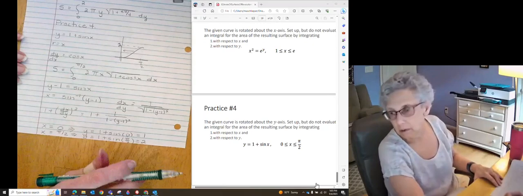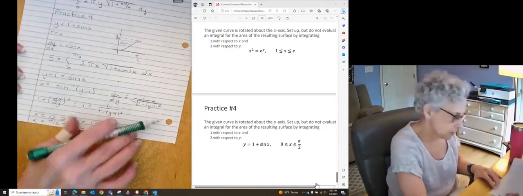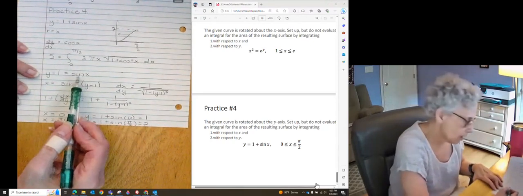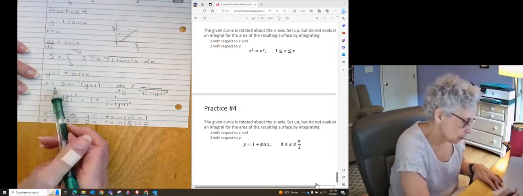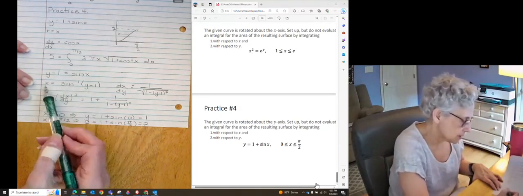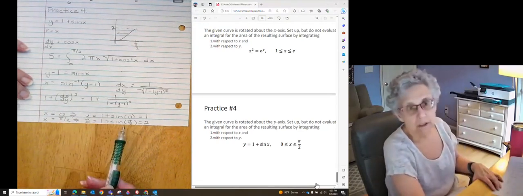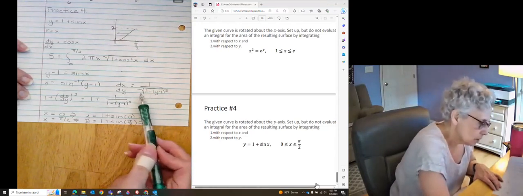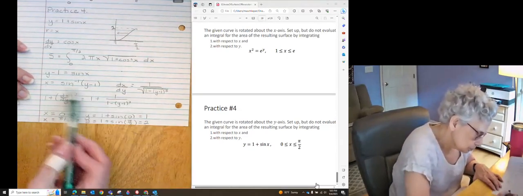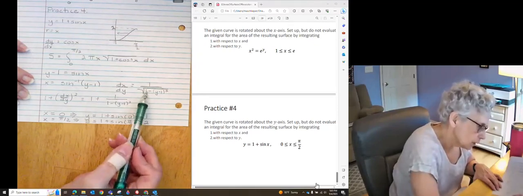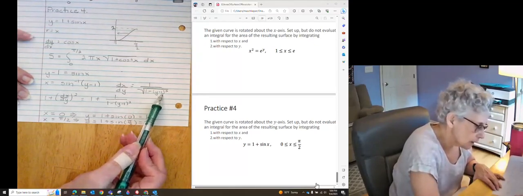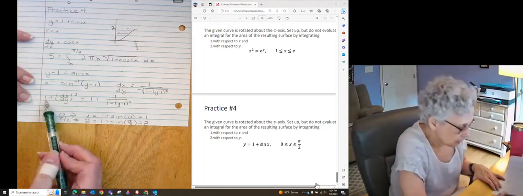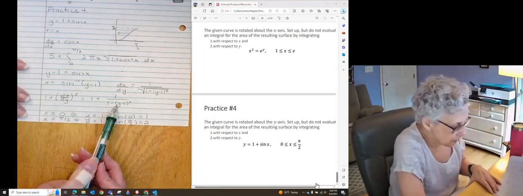And I was given the limits of integration from 0 to pi over 2. Then I had to figure out a function for x in terms of y, because I want to set up the integral with y's in it. So y minus 1 is sine of x, so x is the inverse sine or arc sine of y minus 1. Derivative is 1 over the square root of 1 minus y minus 1 squared, and then the derivative of y minus 1 is just 1 sitting on top, and then I did 1 plus that derivative squared.